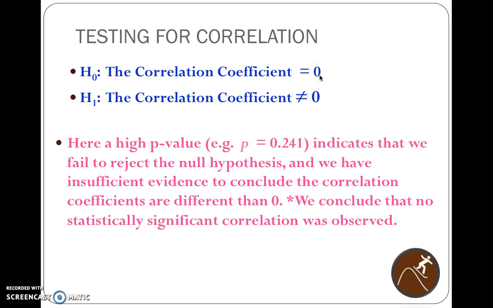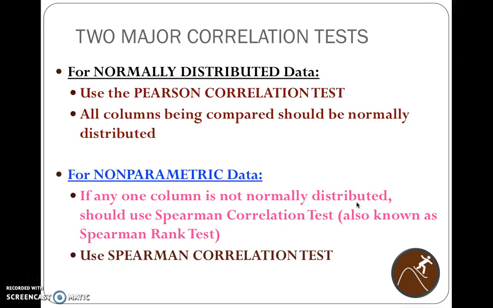So a high p-value, 0.241, greater than 0.05, something like that, you'd conclude that there's no statistically significant correlation. Regardless of what the correlation coefficient is, the p-value tells us whether it's significantly different from 0 or not.